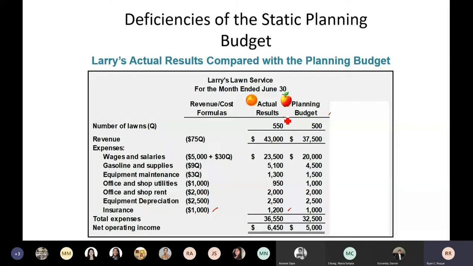Again, this budget is static. Anong mangyayari? Kesa sa budget na revenue natin. Kesa sa expected natin. Look at the expenses.